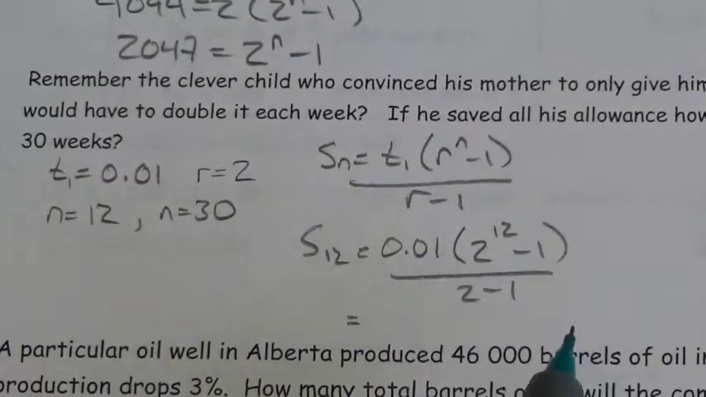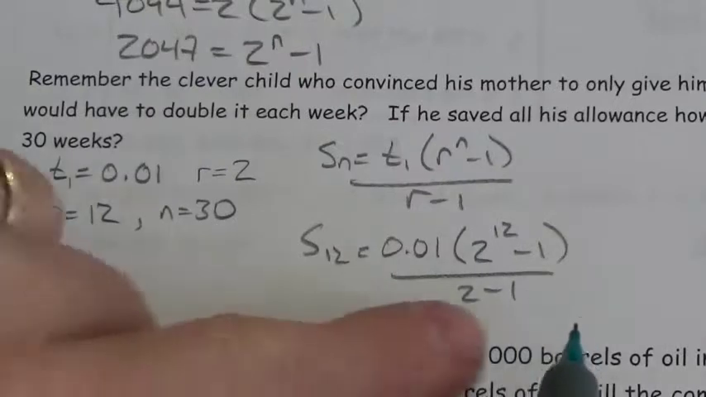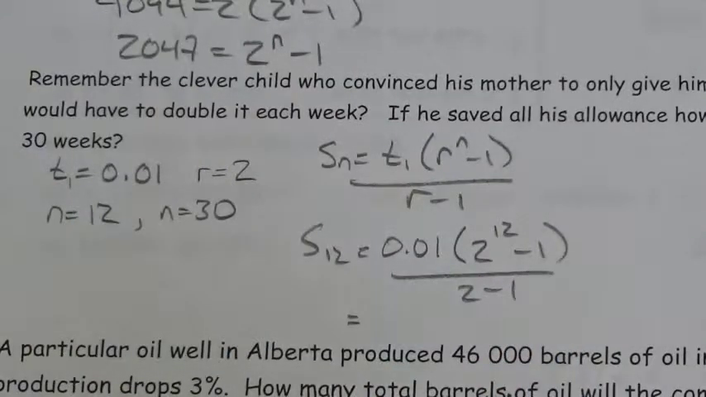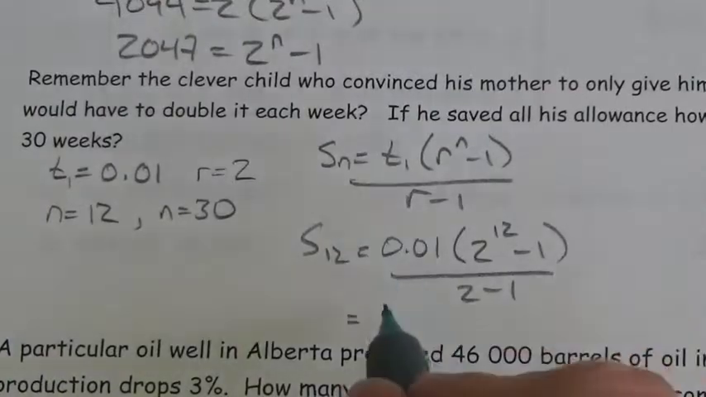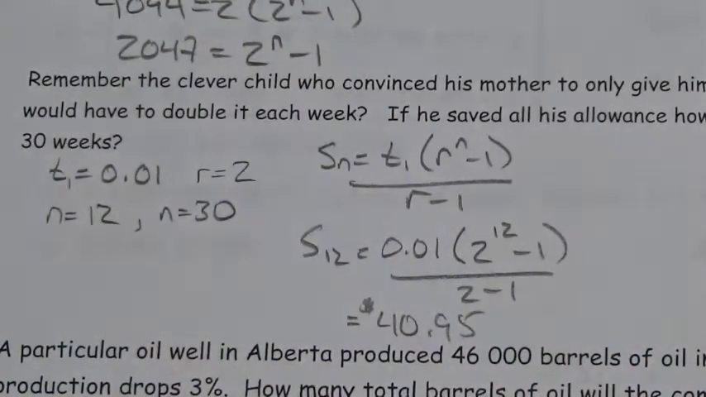And just like it was the last time we did that, 2 minus 1 is equal to 1. So the denominator is actually not even all that necessary here. It's really just 0.01 multiplied by 2 to the 12 minus 1, and we're going to get $40.95. Now that's a little underwhelming, really, when you think about what we were looking at before.